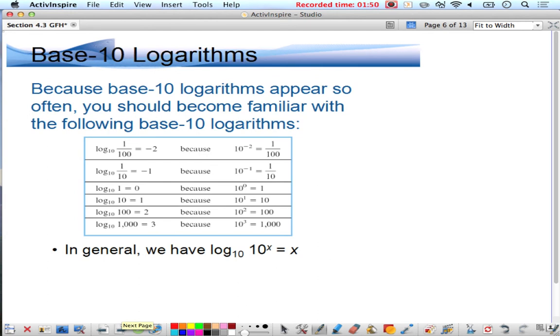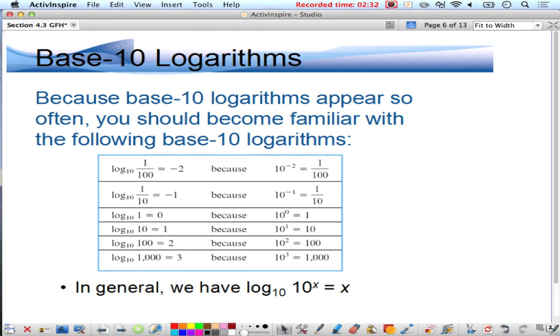All right, so because base 10 logarithms appear so often, you need to become familiar with the following. If you have log base 10 of 1/100th, that's -2, because 10 to the -2 power is 1/100, and anything to the negative is the reciprocal. So log base 10 of 1/10 is -1. Log base 10 of 1 is what? 10 to what power will give you 1? 0. Log base 10 of 100 is 2, and log base 10 of 1,000 is 3. So those are used very, very frequently over and over again. So those are some of the ones you just need to kind of know right off the top of your head.